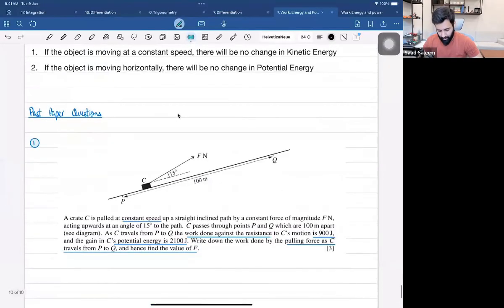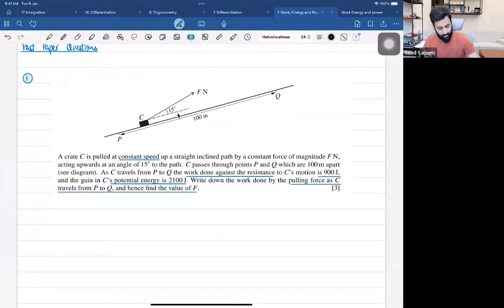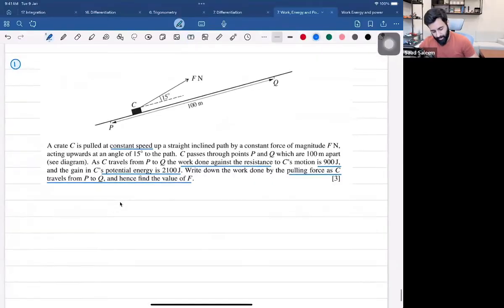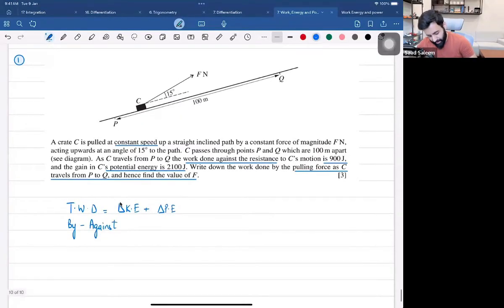Okay, now let's solve this question. So we are going to use the work energy principle. What is the work energy principle? This is what the work energy principle says, that the total work done is equal to the change in kinetic energy plus the change in potential energy. Now remember, when we say total work done, we do work done by minus work done against. Now by is basically the work done by the F newton force.